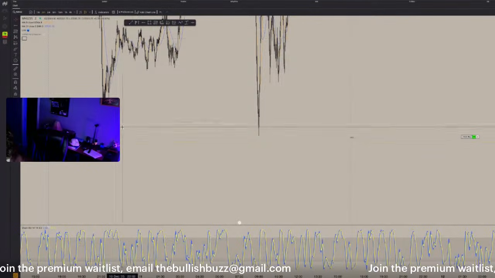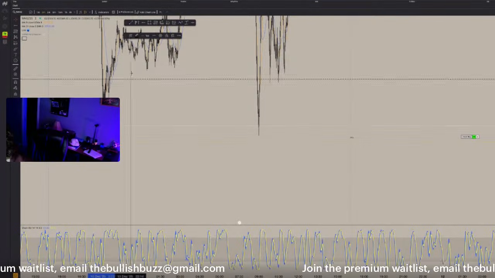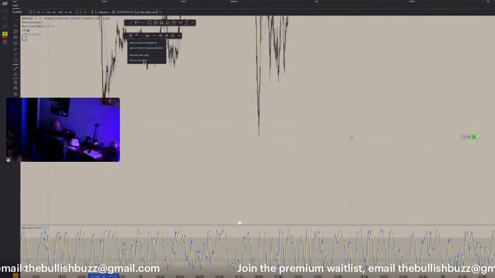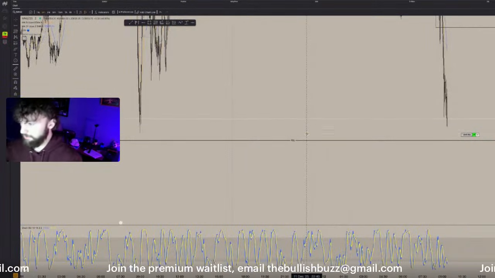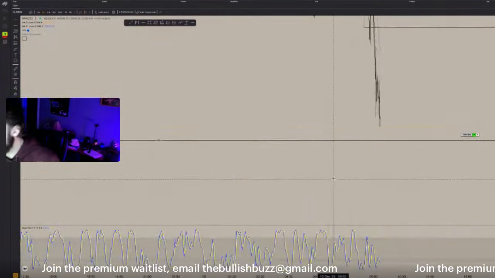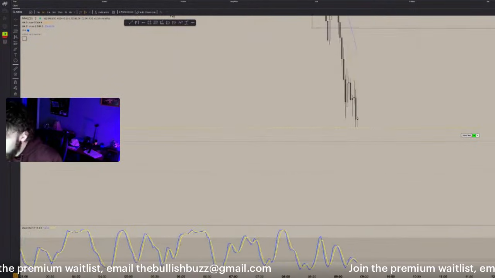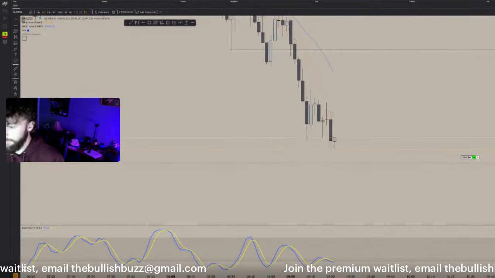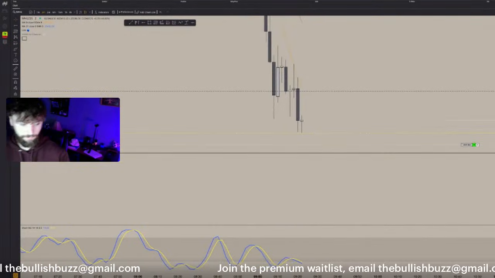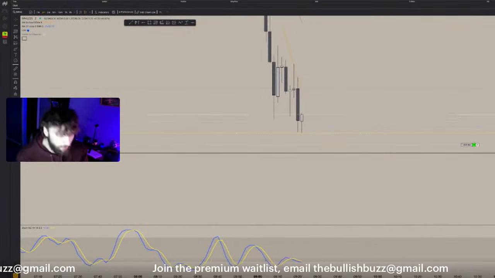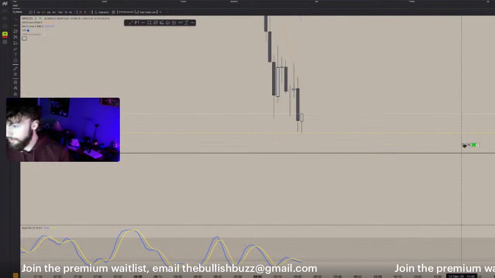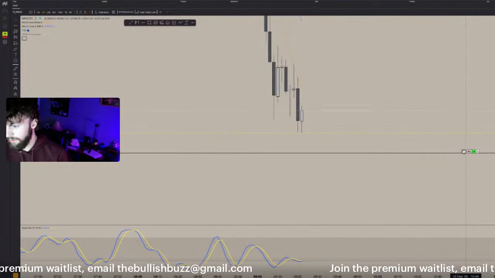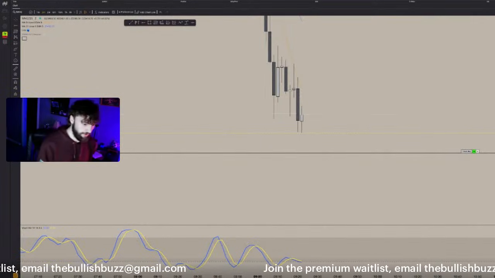Okay, so we got PDL here, prior day low. Huge reversal candle would be nice. That's what I'm expecting to see off this bounce. I'd love to see a reversal. I might even go down to it. We'll just see if we get filled.